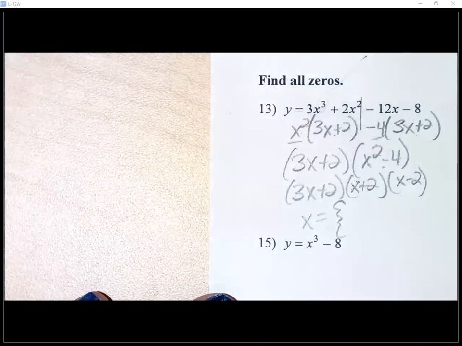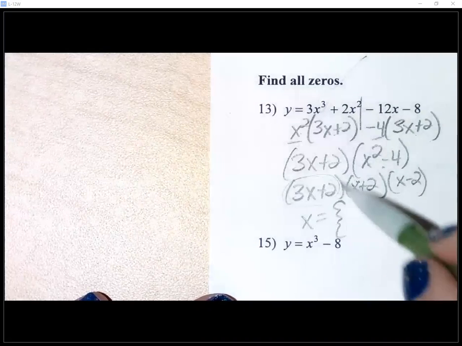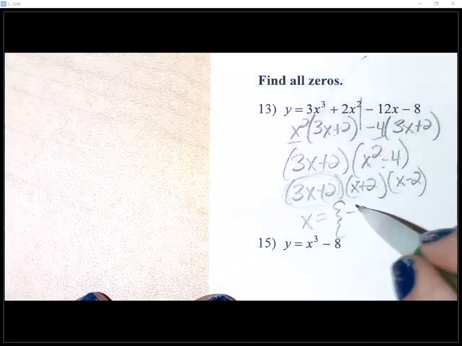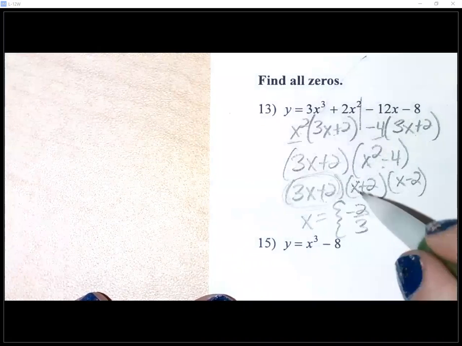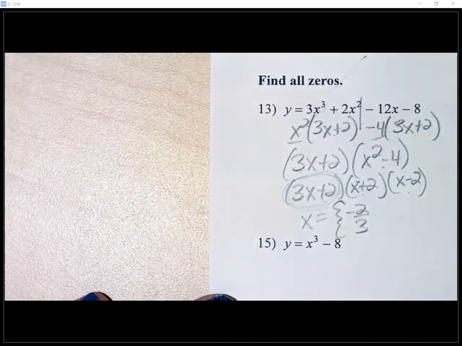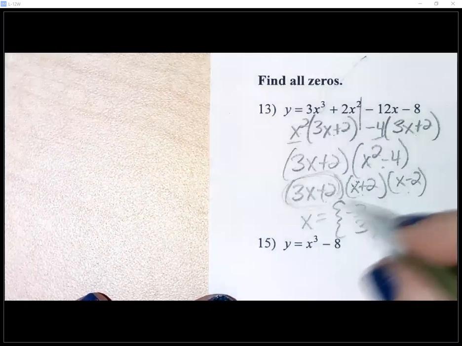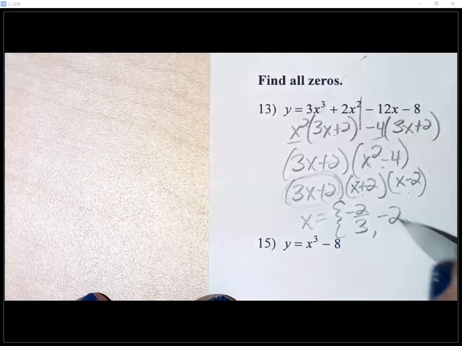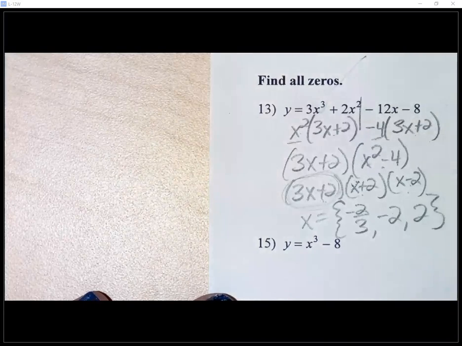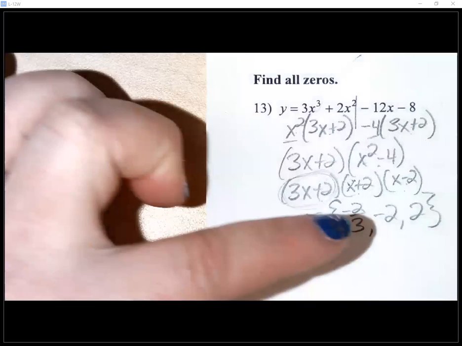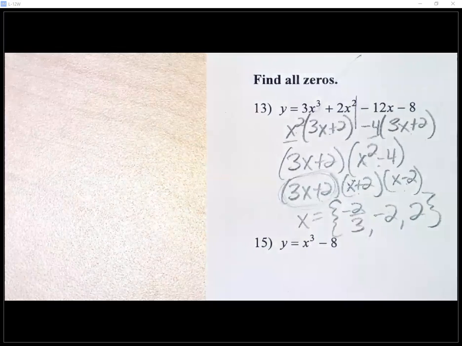From this one comes what? What's the answer that comes out of that factor? Negative 2/3, because you're setting each of these equal to 0, right? I'm just being lazy and not actually writing it. But I would get minus 2 divided by 3. So I get negative 2/3 from that. I get a negative 2 from that one. And I get a positive 2 from that one. Should be three answers. There are three answers. We're so happy. You could also check these answers. You could take any of these three numbers, plug it back in, and see if you really do get 0 back out. You should. And now let's look at 15.